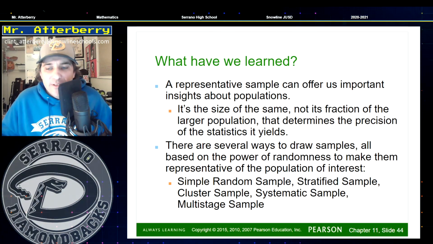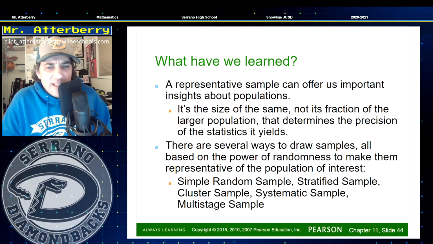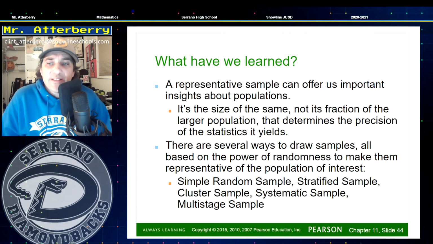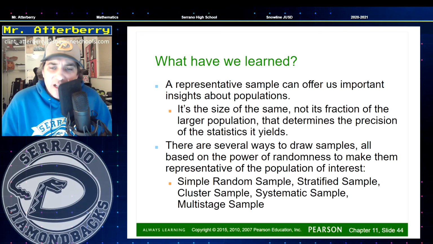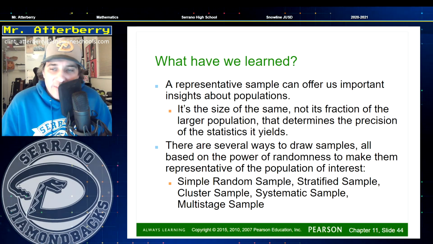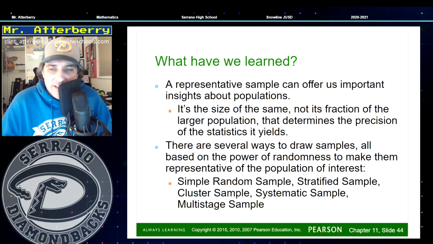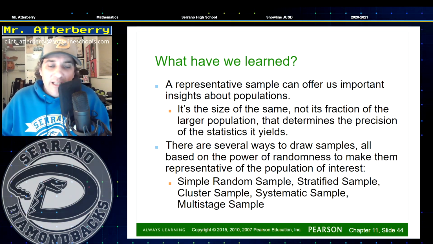Okay. So, what have we learned? A representative sample can offer us important insights about a population. It's the size of the sample, not its fraction of the larger population, that determines the precision of the statistics it yields. There are several ways to draw samples, all based on the power of randomness to make them representative of the population of interest: simple random sample, stratified sample, cluster sample, systematic sample, and multistage sampling.